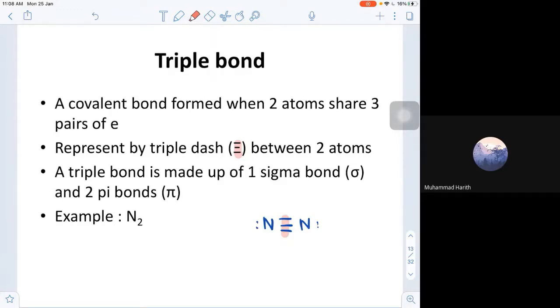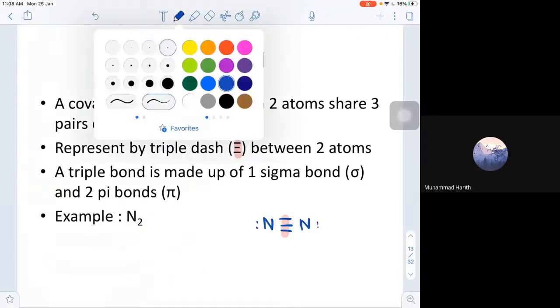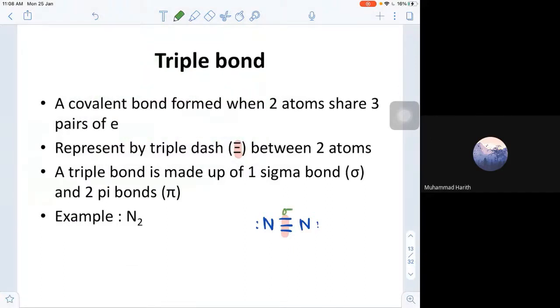And when we have this triple bond, the first bond is a sigma bond, and then the other two are pi bonds. The first bond is always sigma, then the subsequent bonds are pi. So if we have a double bond, the first one will be sigma, the second is pi. If we have a triple bond, the first is sigma, and the second and the third are pi bonds. The bond order when we have a triple bond is third order.